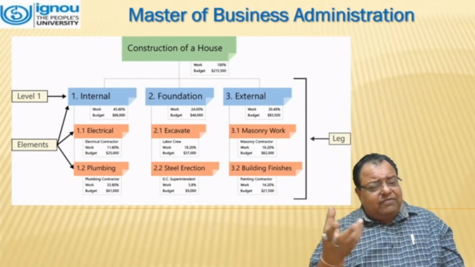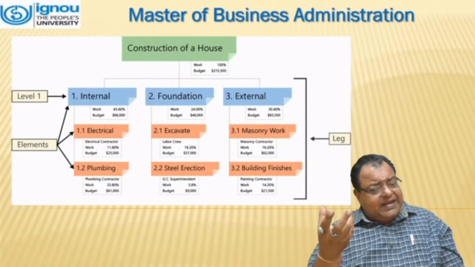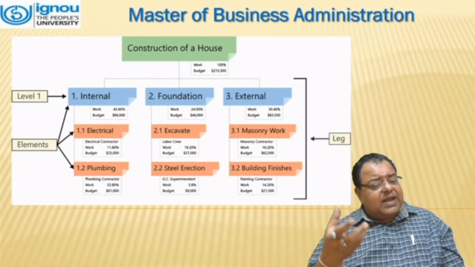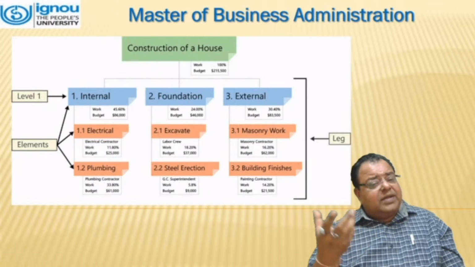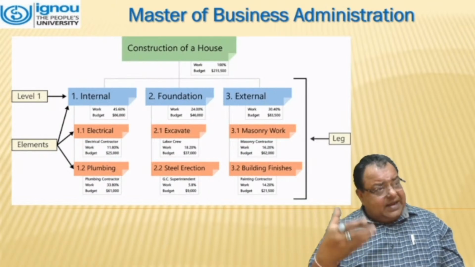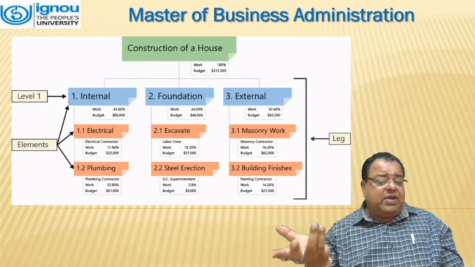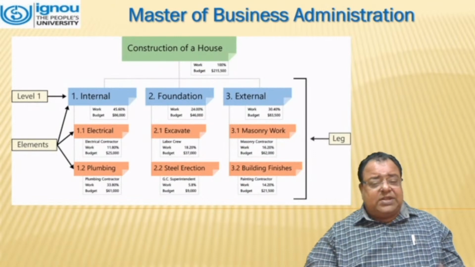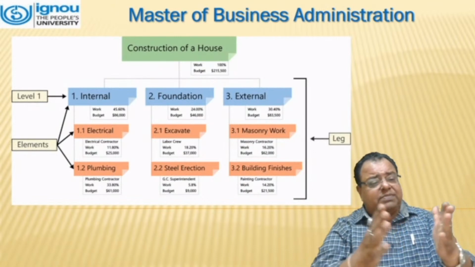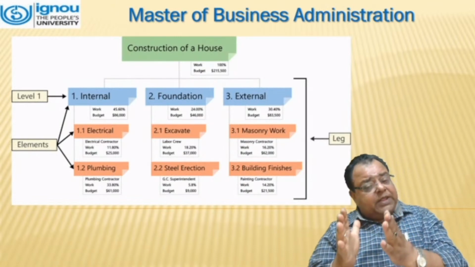If we take up the construction of a house as an example, different works are there. If we talk about level one, which includes internal, the elements are electrical and plumbing. If we talk about the foundation, that means you have to excavate and do steel erection. The third one is the external part, that is masonry work or building finishes. This construction of a house has been broken up into three components.